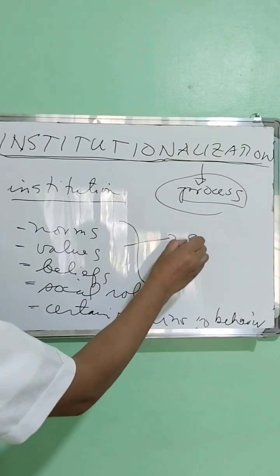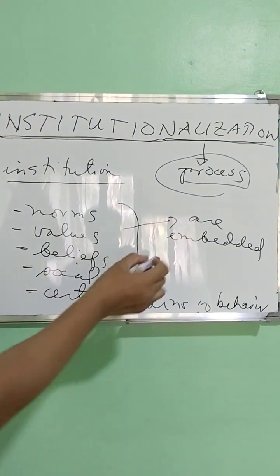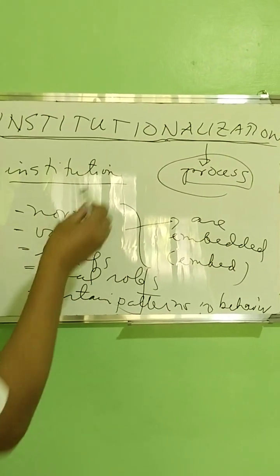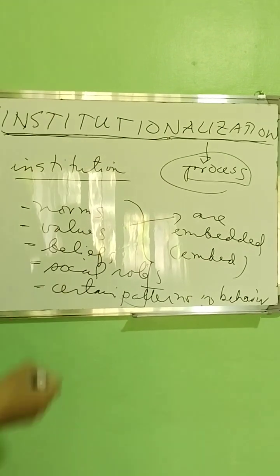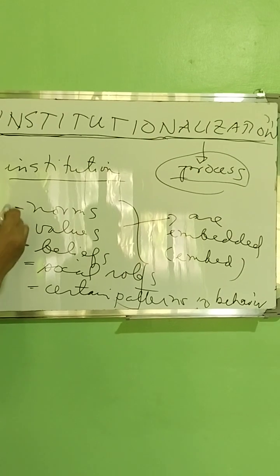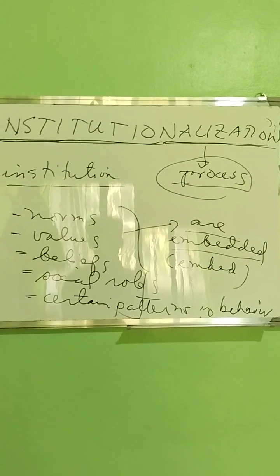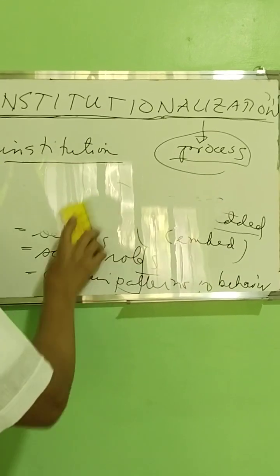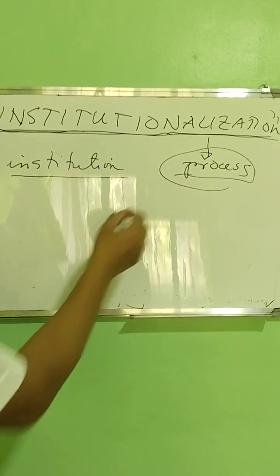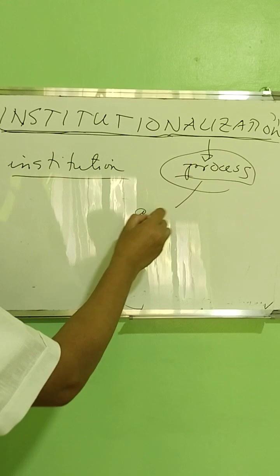Are embedded. What do you understand by embedded? It forms part of the system. Embedded, from the word embed. You have to embed a certain norm, a certain value or belief. So, I repeat, when we talk of institutionalization of values and norms, we are talking about a process. It's the process by which norms, values, beliefs, social roles, and certain patterns of behavior are embedded. Embedded where? In society, in an organization, or in a group.